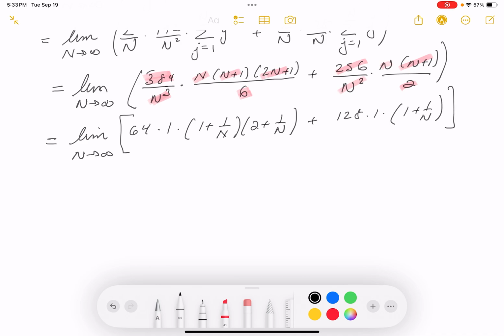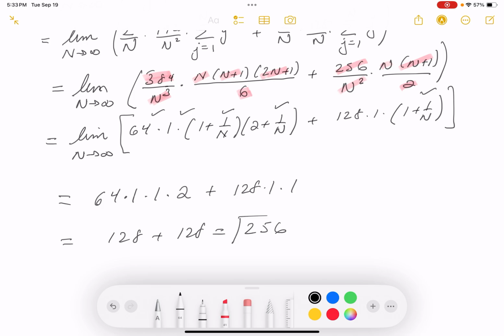Now, someone says, why would you do that? Well, for one reason, it makes it easy to take the limit. As n goes to infinity, what I'm going to get, 64 times 1. I'm clipping these off, by the way. As n goes to infinity, that goes towards 1. As n goes to infinity, that goes towards 2. Plus 128 times 1. And as n goes to infinity, that goes towards 1. And what do you get? 2 times 64, 128. Plus 128. And what do you get? You get 256. All right?